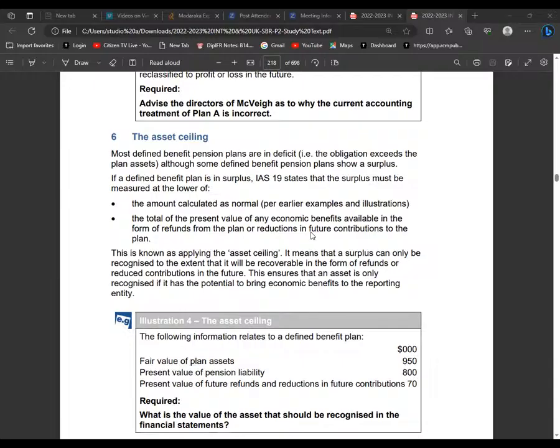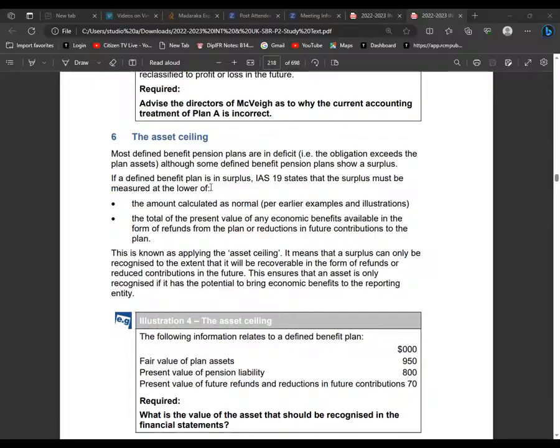It's not easy to handle pension schemes. Ordinarily the obligation has to be more, so they talk of net obligation. But if the asset is higher and you have what we call a net asset, then the asset cannot be left to go to heavens. You'll be cheating us. The asset in this case will always be capped. So you're being told here, asset ceiling: most defined benefit pension plans are in deficit. The obligation exceeds the plan, although some defined benefit pension plans show a surplus.